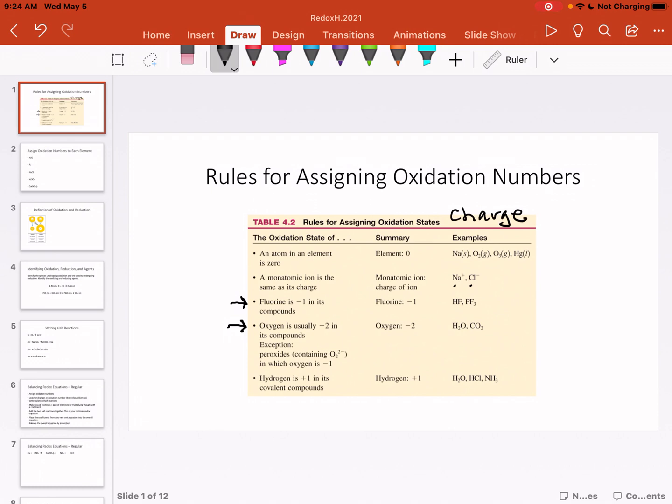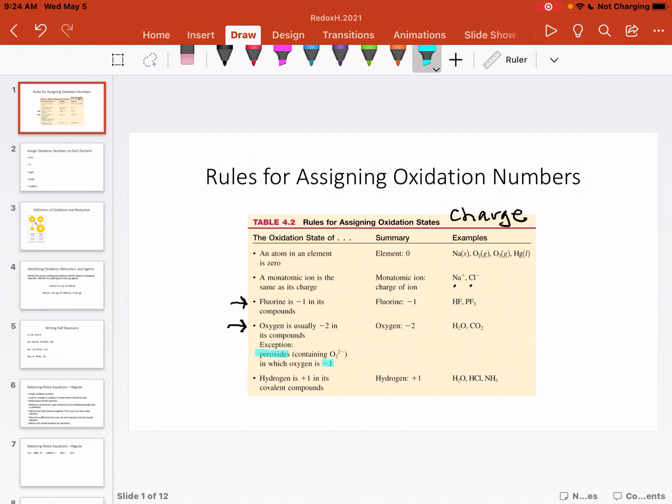Now there is one exception. In our polyatomic ions reference table E, you will find the polyatomic ion peroxide. And peroxide's formula is O2 2-. So it would stand to reason if I have 2 oxygens and they add up to -2, each one must be -1. So that is a pretty unusual exception.